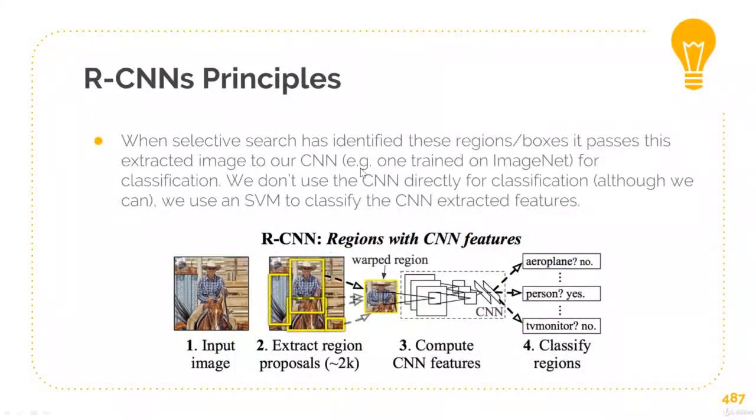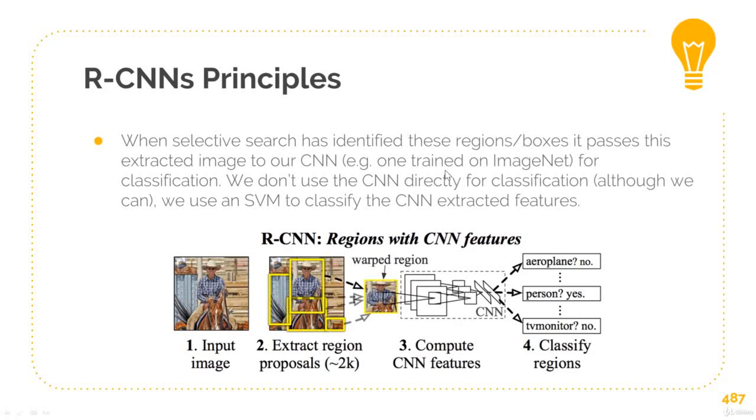So when selective search has identified these regions of boxes, it passes this extracted image to our CNN. For example, one trained on ImageNet. That would be a very good CNN to use. We don't use a CNN directly for classification though, although we can. We use an SVM to first classify the CNN extracted features.